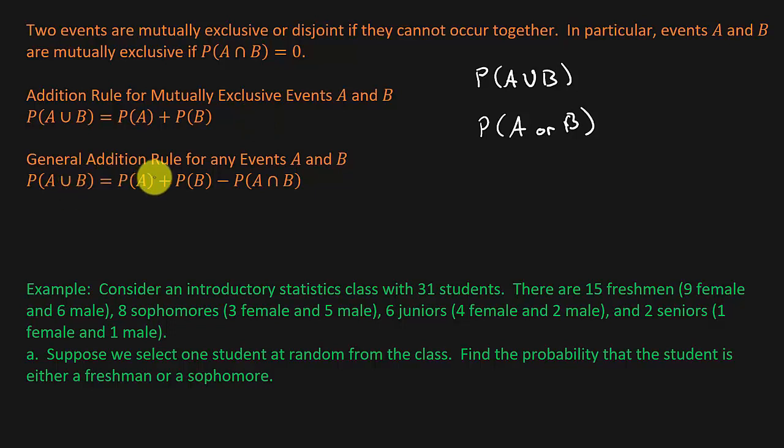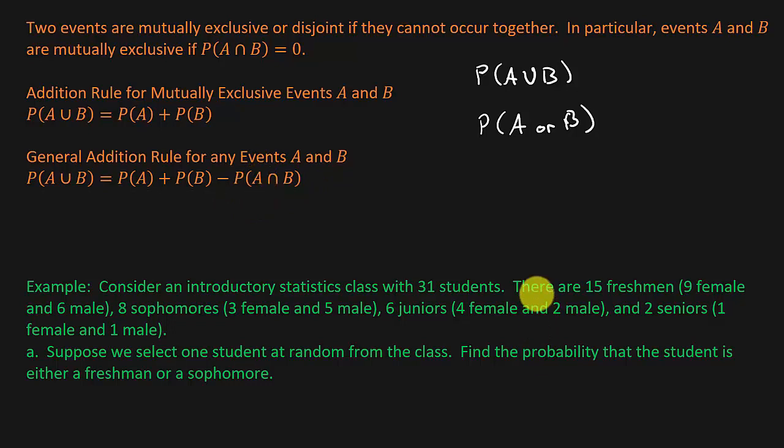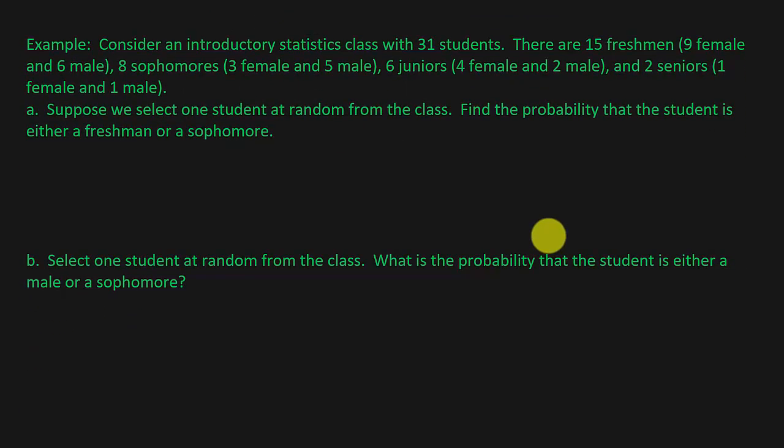But the general addition rule for any events A and B is the probability of A or B is equal to the probability of A plus the probability of B minus the probability of A and B. So you have to subtract out what they have in common. And I'll explain that more as we work some of these examples. I'll explain to you why we're subtracting this off, and hopefully it'll make sense. All right, so let's look at some examples involving that.